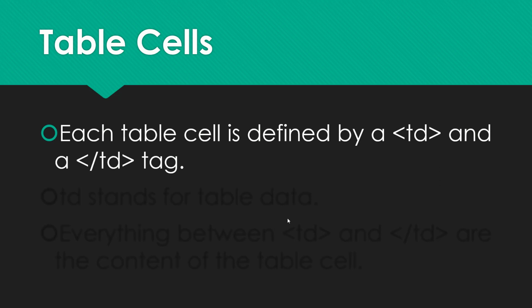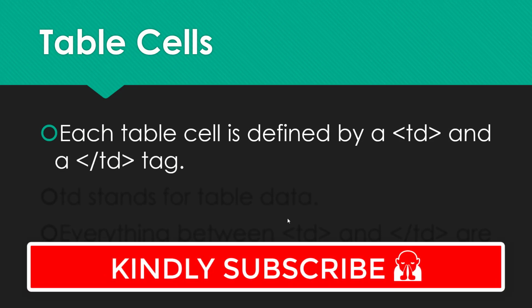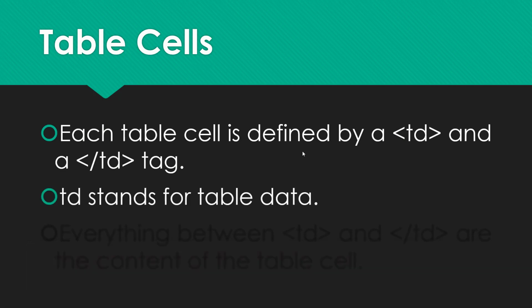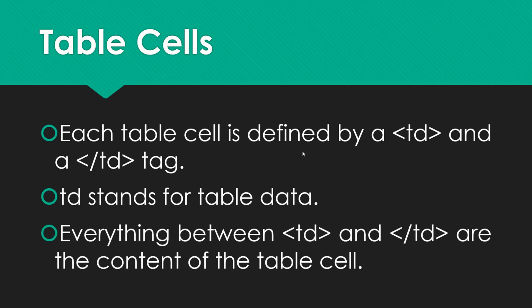Each table cell is defined by opening a TD tag, and then you close it. That's what you call a table cell. TD stands for table data, so the data that you feed in the table is fed inside a TD. Everything between the TD tags is the content of the table cell.